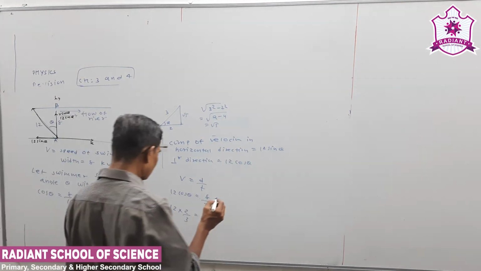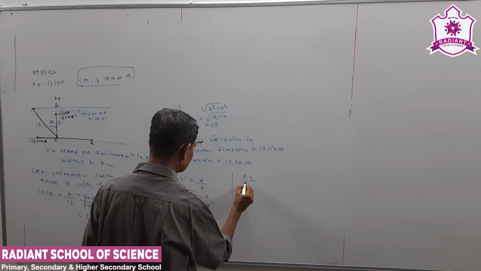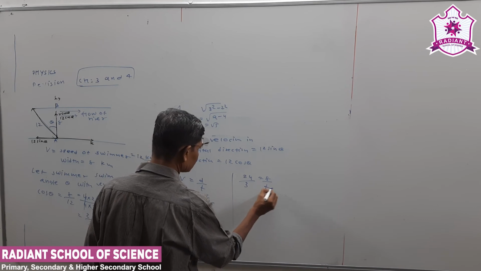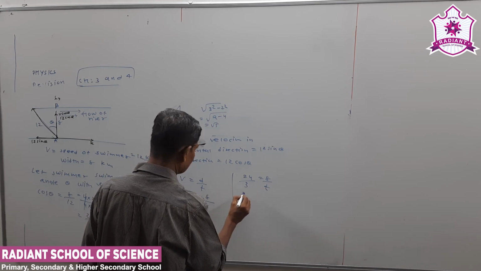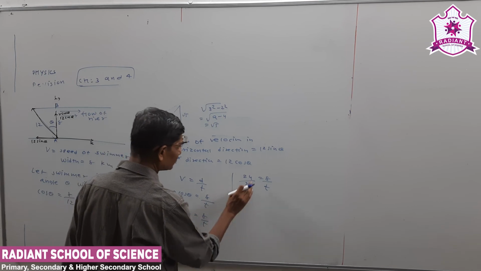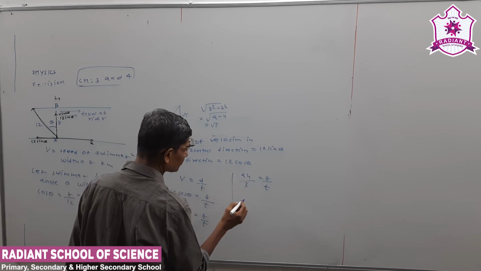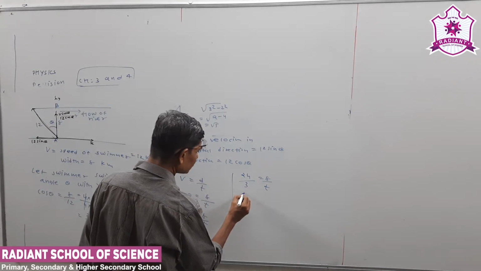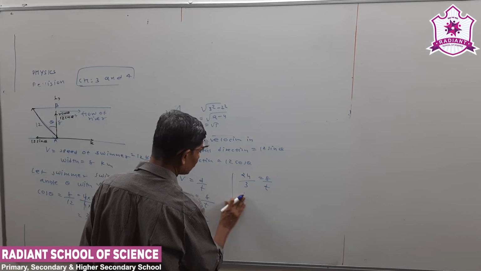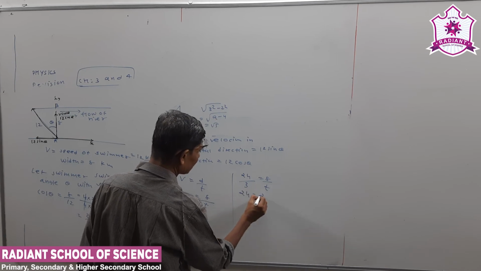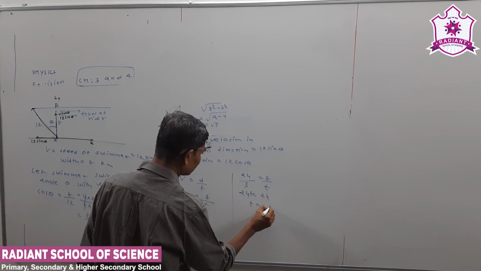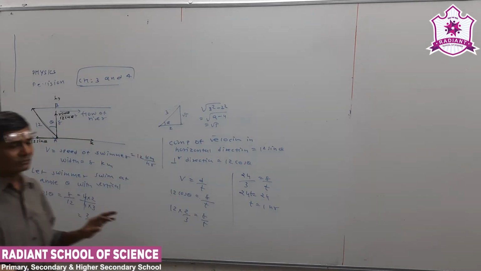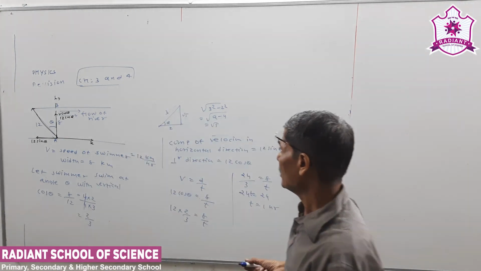So now we can solve. 12 into 2 is 24, by 3 is 8 upon t. So 24t is 24, so t will be 1 hour. Okay? This is a hypothetical sum, but I just want to explain how to solve it.